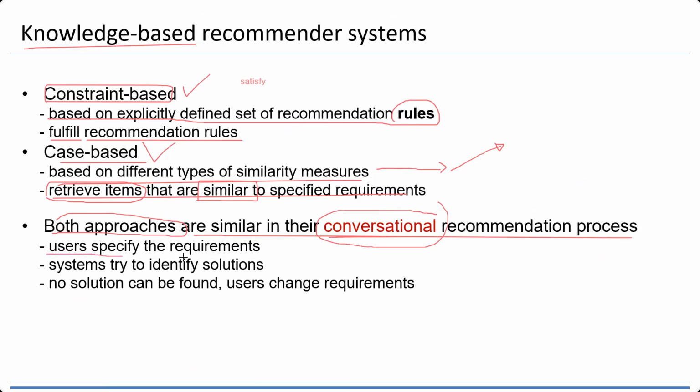And the conversation will need to specify the user requirement. The user specifies the requirement: okay, I want to buy a camera with black color, or I want to buy a camera with 25 megapixels, and so on. And the system tries to identify the solutions. If no solution can be found, then the user should change the requirement. So this is the process of the conversational approach.